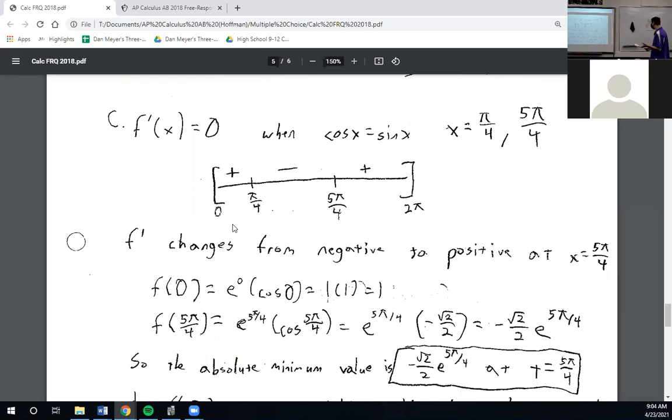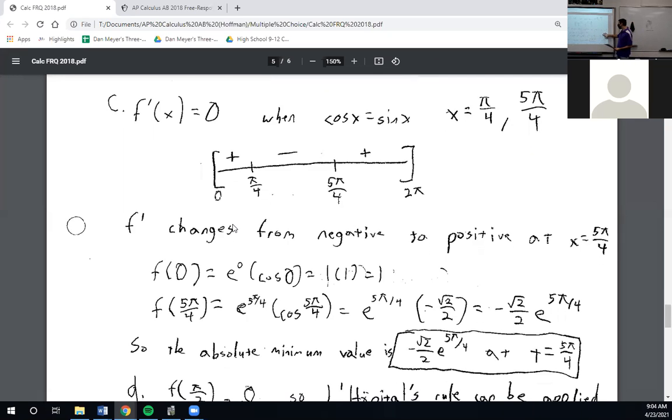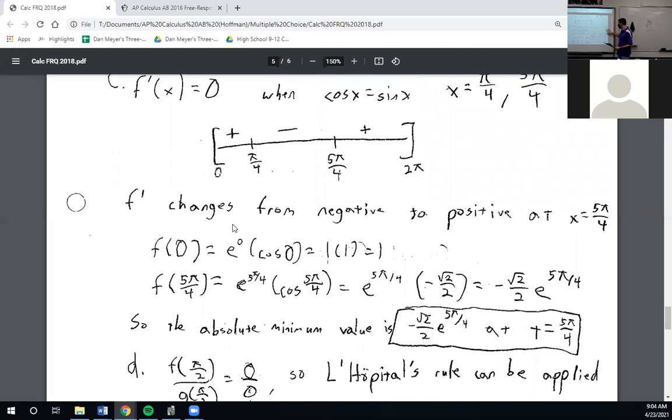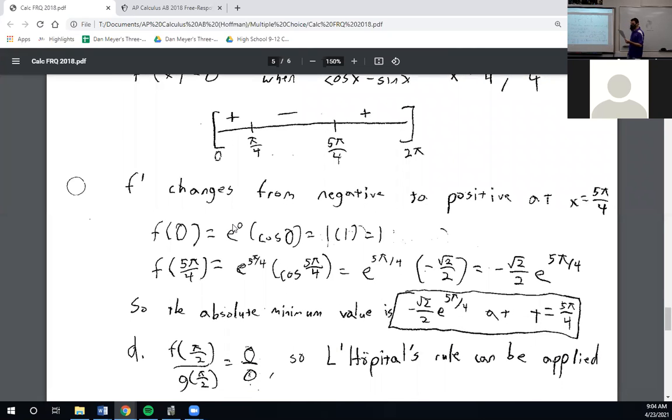Part D. No one caught that part D is your L'Hopital's rule question, because it is asking for the limit of f of x over g of x. Both the top and the bottom end up being 0, which a lot of people caught. So since both of those functions are continuous and differentiable there, top is 0 and bottom is 0, so we can use L'Hopital's rule.